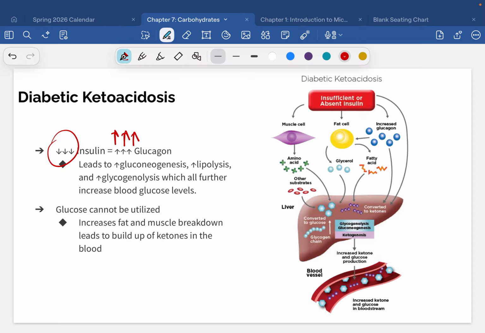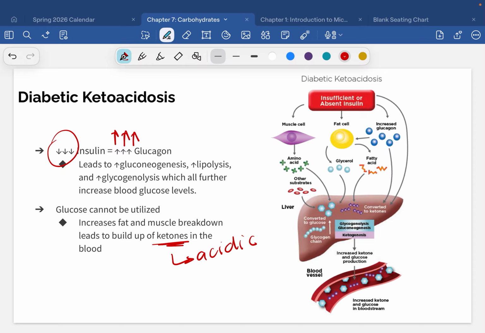The glucose cannot be utilized. So all of the fat and muscles are eventually going to start to break down, and that process leads to the buildup of ketones. That's why this is called diabetic ketoacidosis. Ketones are acidic substances, and those ketones are the result of the breakdown of fat, but mostly muscle and protein.